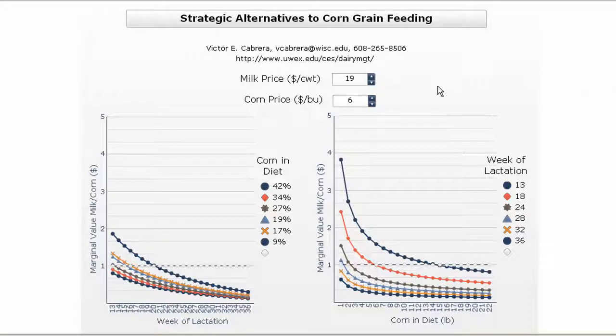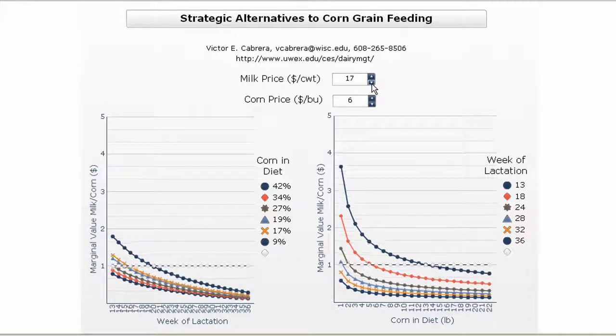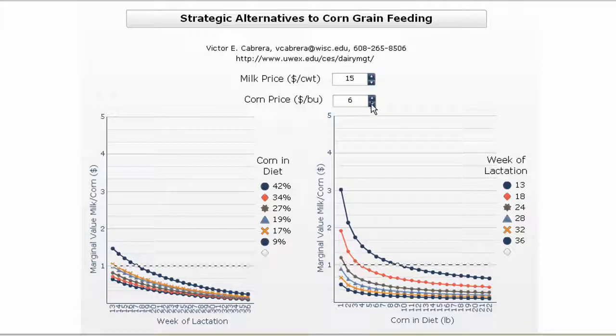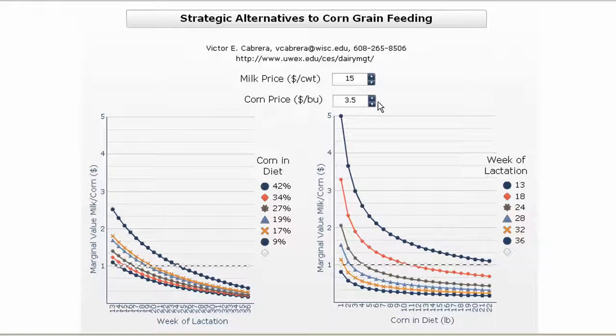We begin by using the up and down arrows to set the current market prices for milk and corn in the input boxes. Then, as we take a closer look at the graphs below, you'll notice a dotted horizontal line going across each graph. Essentially, this is the break-even point where the value of milk is equal to the value of corn. All values above this line indicate desirable choices, while values below represent undesirable choices.